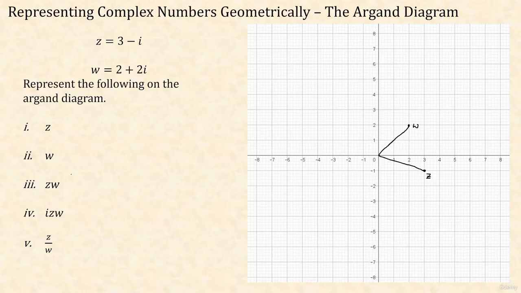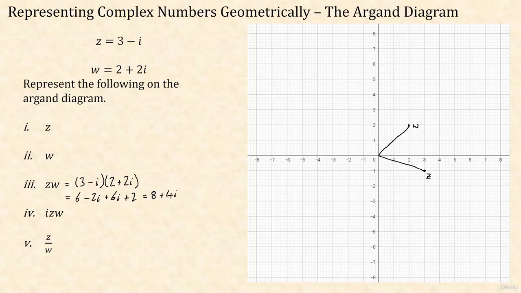Okay, what about zw? Well, let's work out what that is. zw is 3 minus i times 2 plus 2i. Feel free to work this out on your calculator if you like. So 3 times 2 is 6. 3 times 2i gives you 6i. Negative i times 2 is minus 2i. And then negative i times 2i is plus 2. And so in total what we have is 8 plus 4i.